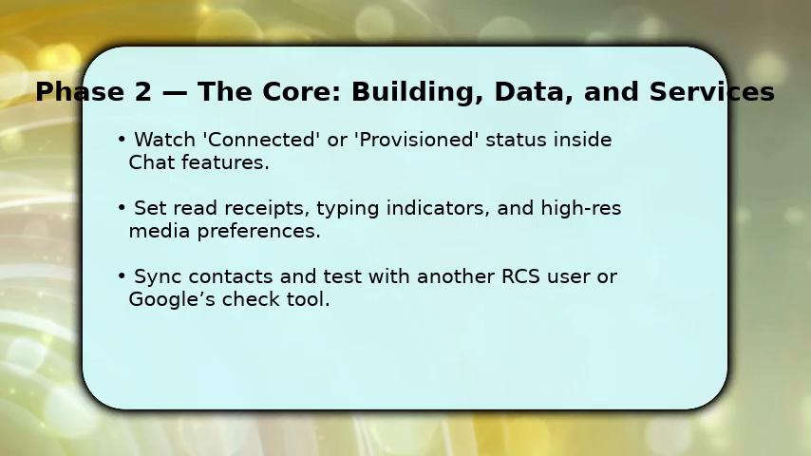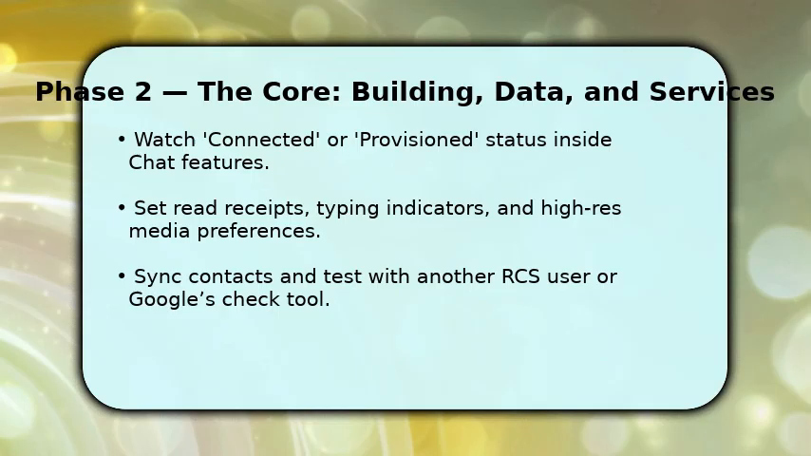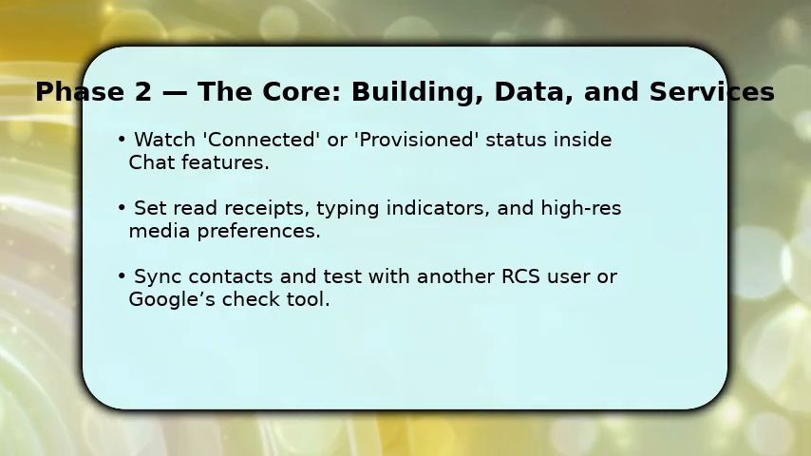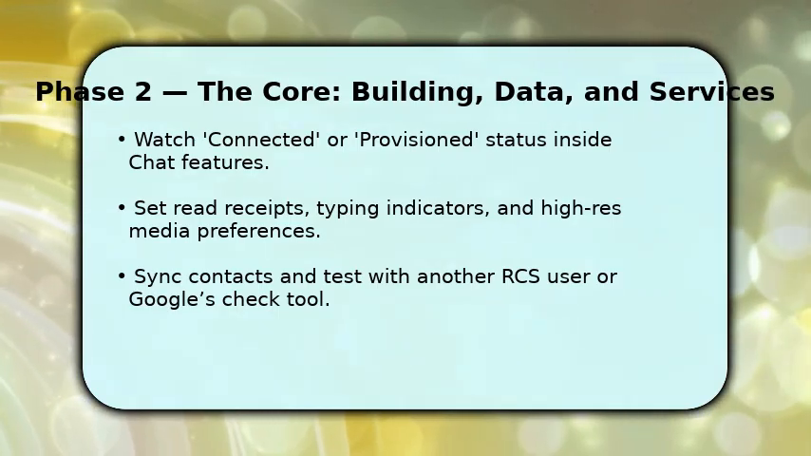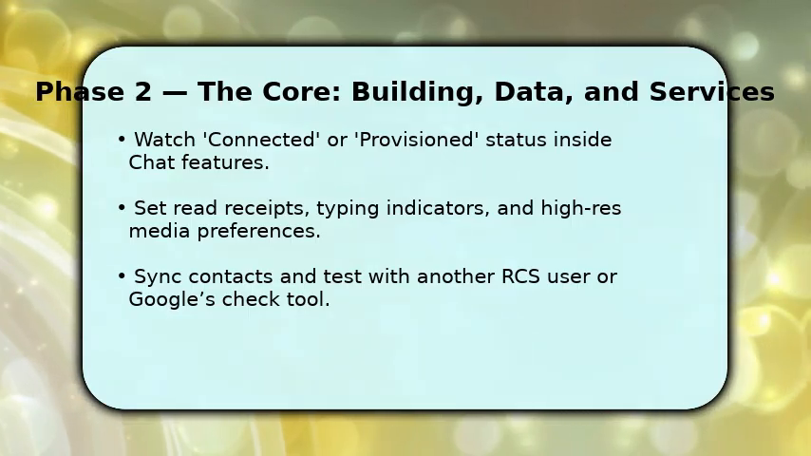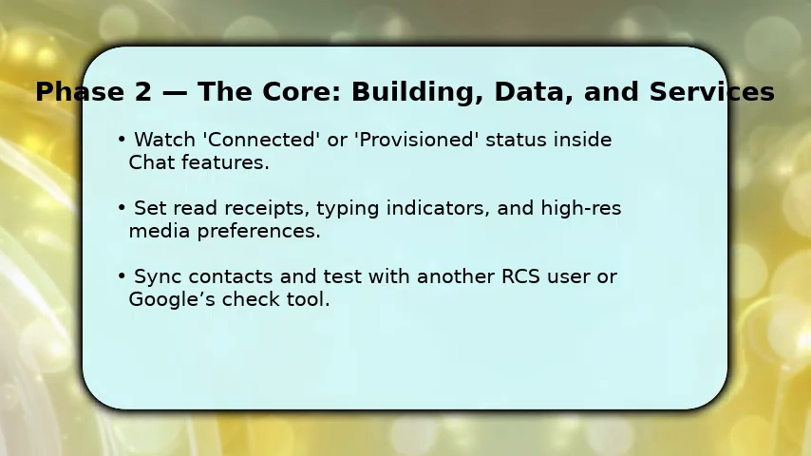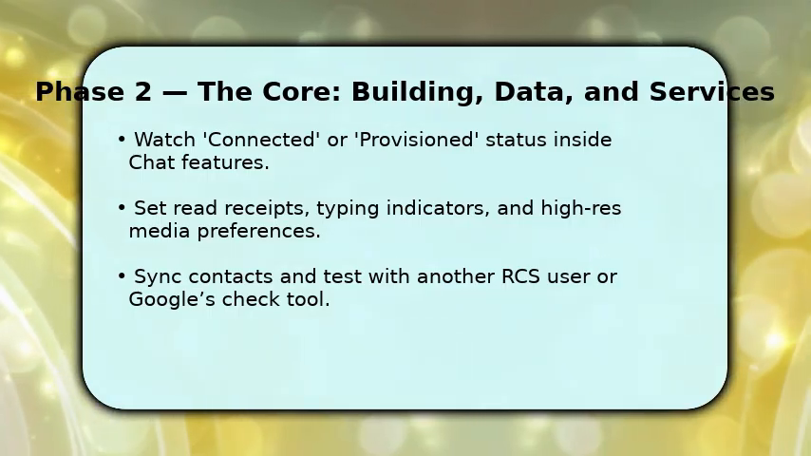Next, configure features. Enable read receipts, typing indicators, and high-res media if you want better photos and larger files. Make sure Contact Sync is on so RCS users show correctly. Finally, send a test message to another RCS user to confirm features like group chat and typing appear.